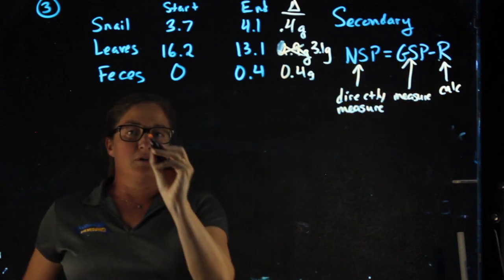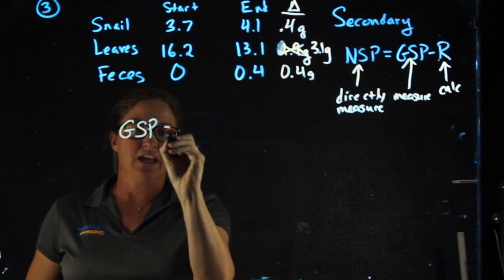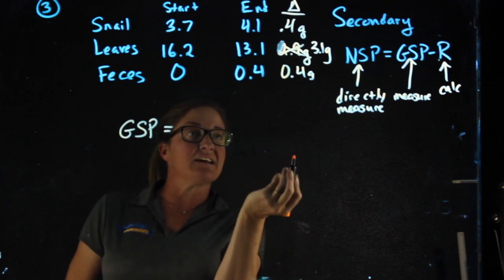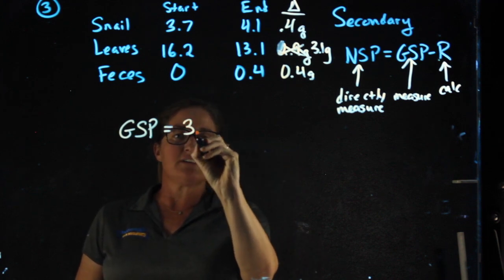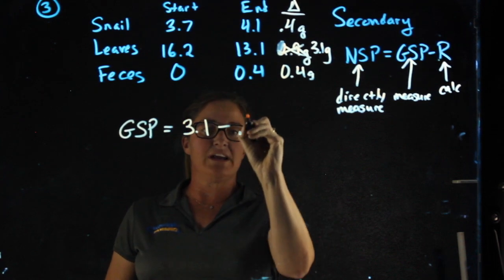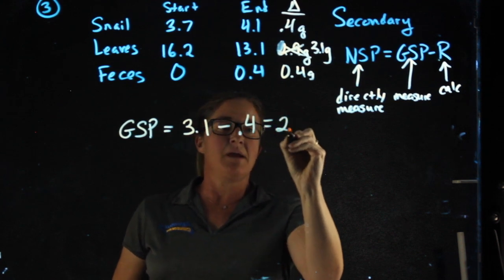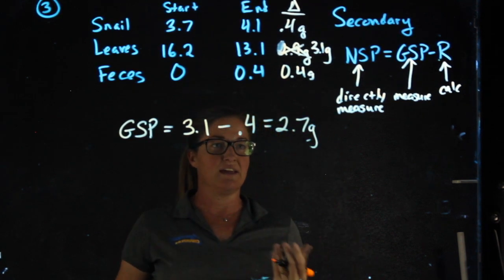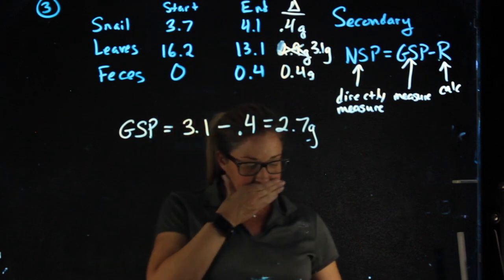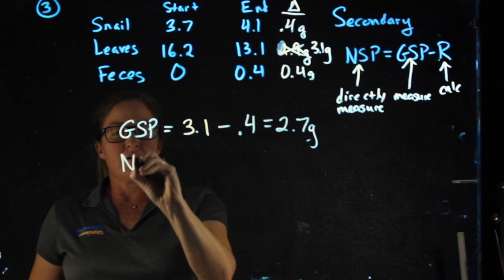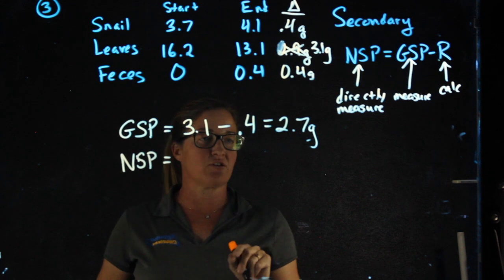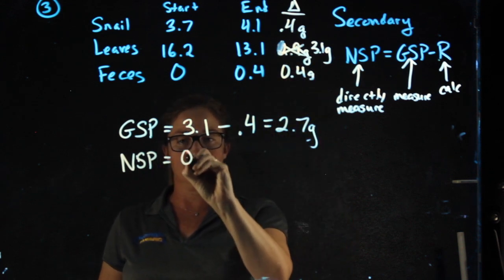Okay, for an animal, the gross secondary productivity is how much matter it took in, how much food it took in, minus the amount of feces generated. So this snail took in 3.1 grams of leaves and excreted 0.4 grams of feces, meaning 2.7 grams of those leaves were incorporated into the snail's body. However, the snail didn't gain that much weight. Didn't gain 2.7 grams of weight, he only gained 0.4 grams.